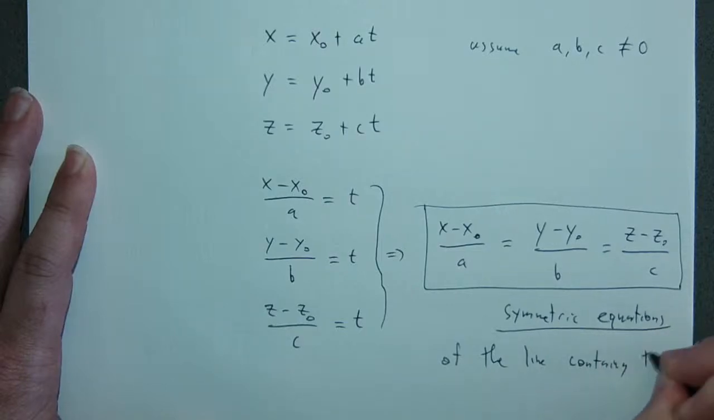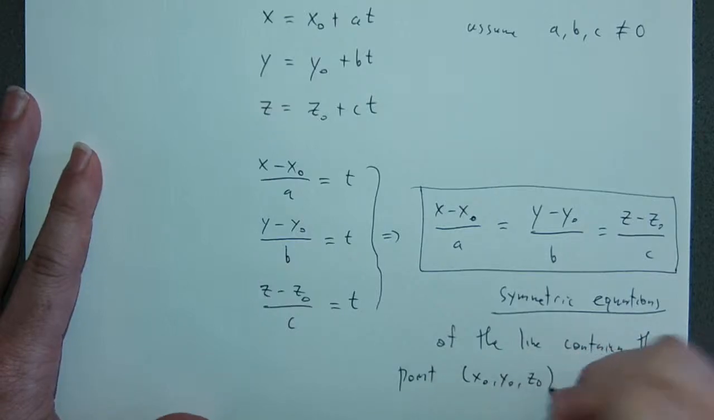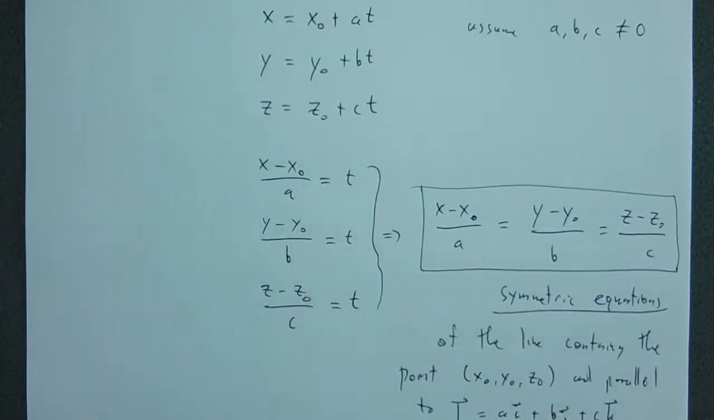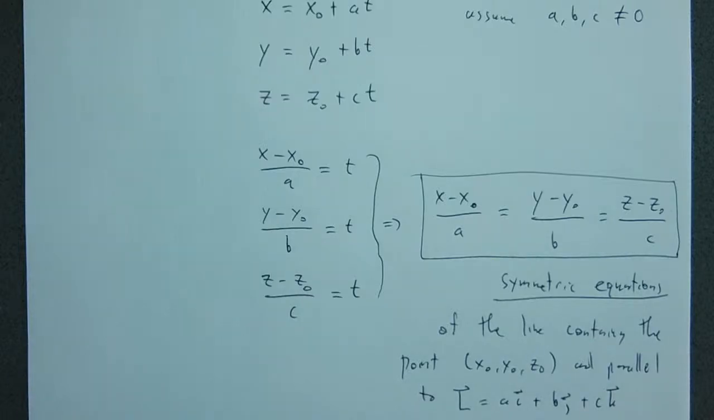containing the point (x0, y0, z0) and parallel to the vector L, which is ai plus bj plus ck. So these are the symmetric equations. So when you are given a description of a line on an exam or in homework, it will typically be in the form of either the parametric equations for that line or the symmetric equations for that line.